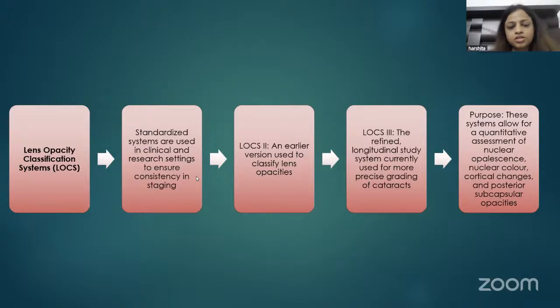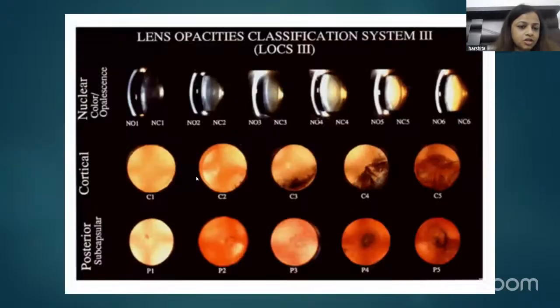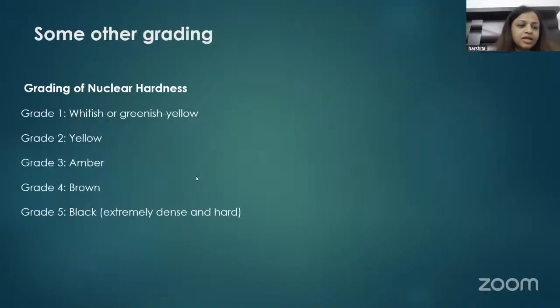LOCS 2 is now not being used. LOCS 3 is the most used one now. So it's basically the quantitative assessment of the nuclear opalescence and nuclear color, cortical changes, and posterior subcapsular opacities. So this is how we grade according to the LOCS 3 classification. Some other grading systems are used according to the color, that is grade 1 to 5, according to the whitish, yellow, amber, brown, and black color.